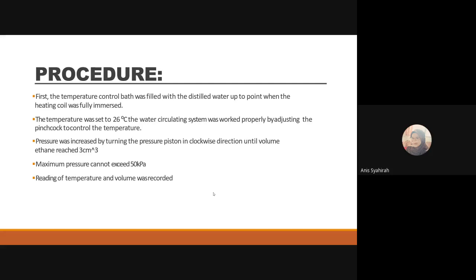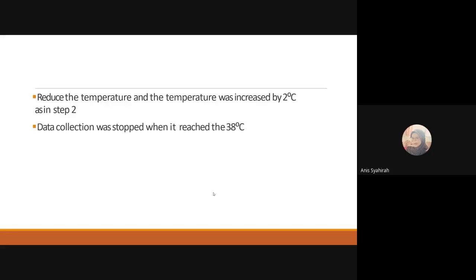Third, the pressure was increased by turning the pressure piston in a clockwise direction until the volume of ethane reached 3 cm³, and the maximum pressure cannot exceed 50 kilopascals. Lastly, we record the readings of temperature and volume. Next, the temperature was increased by 2 degrees, repeating step 2. Data collection was stopped when it reached 38 degrees Celsius.